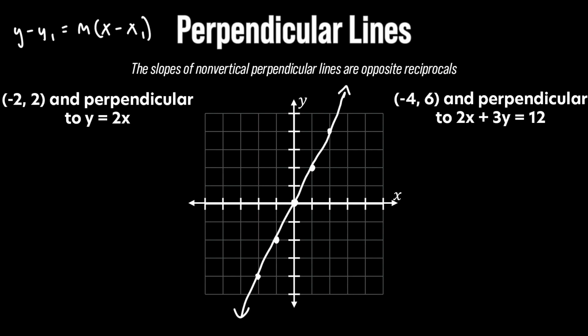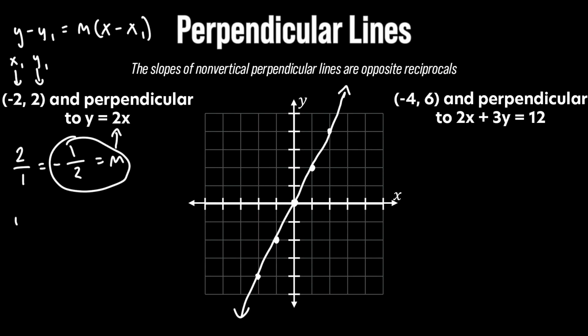Now, we know that for a point, this would be x1 and this would be y1. And the slope of the line we're currently dealing with is 2. Now, what's the slope of the perpendicular line? It's going to be the opposite reciprocal of this 2 here. So if m is 2, the opposite reciprocal of 2 is equal to negative 1/2. So our new m is going to be negative 1/2.